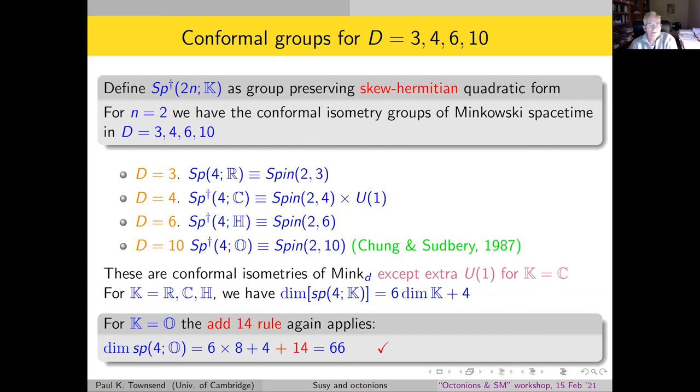In the six-dimensional case, Sp(4) over the quaternions is Spin(2,6). So essentially, by going to the quaternions, we've replaced orthogonal groups by symplectic groups. And then the 10-dimensional case is one that Sudbury discussed in much more detail later as the conformal group. Notice that there's a U(1) factor that appears in the four-dimensional case. And notice also that, except for the octonion case, if you work out the dimension of these groups by looking at the matrices and counting independent components, you just get 6 times dimension K plus 4. But if you apply that to the octonions, that's 6 times 8 plus 4, which is 52, which is not the right number. If you just add 14, you get 66, which is the right number.